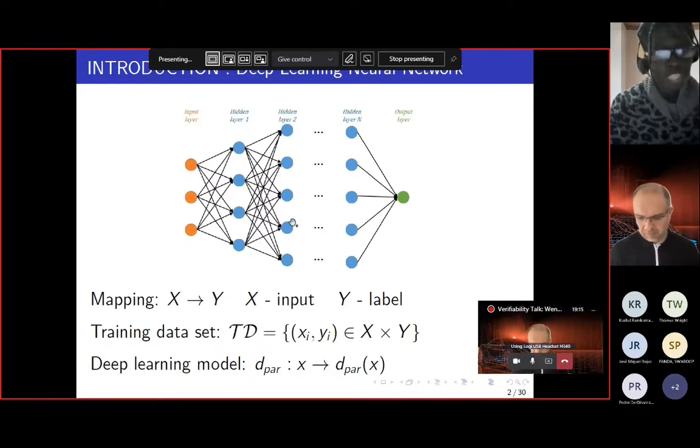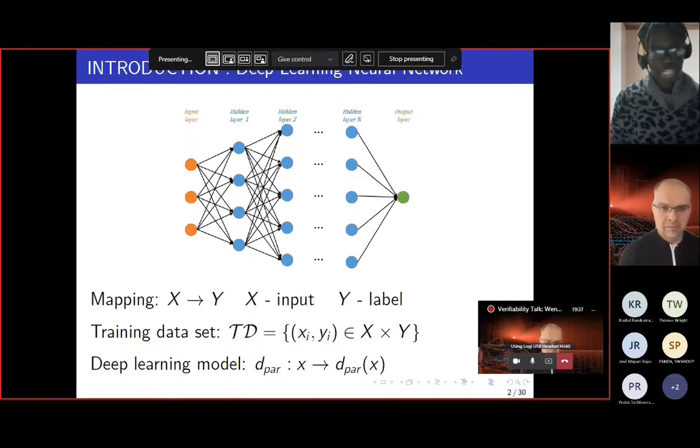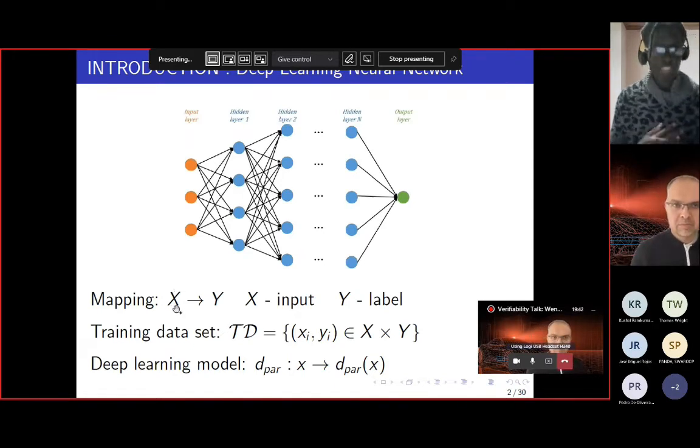So in the input layer, my set of images will be received, and then the hidden layers will process these images by looking at different patterns or different features of these images. And then once the processing is done, the deep neural network predicts the image. So from this example, you can see that the neural network learns this mapping from an input space, which was our set of images, to the label set.